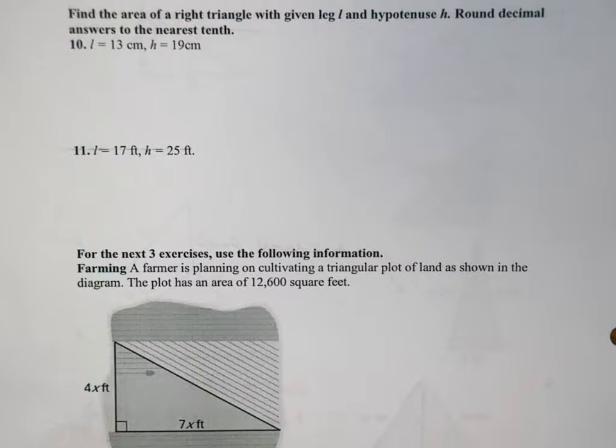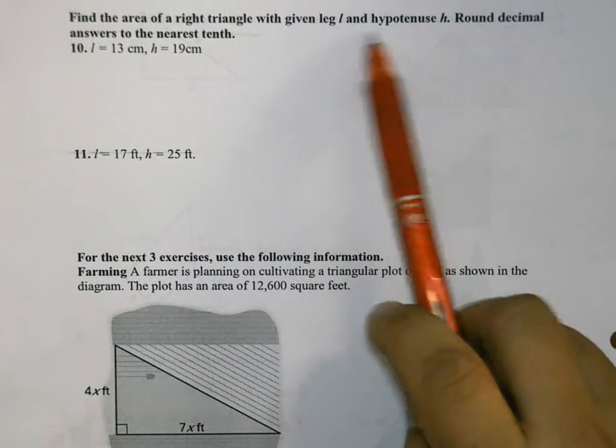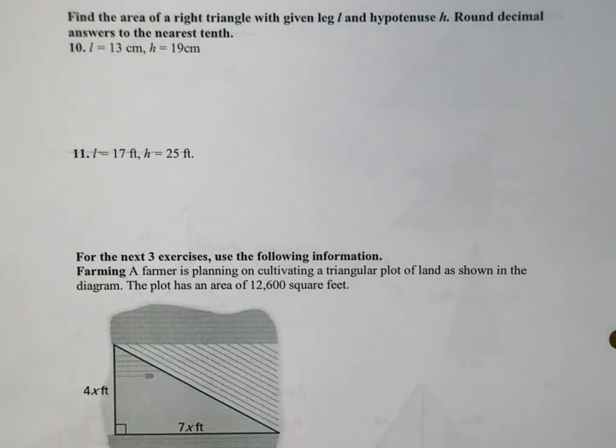Hello geometers, and in this video I am going to explain another problem that many people seem to get wrong, or they have a hard time finding the right answer. So let's look at what the problem description says. Find the area of a right triangle with a given leg L and a hypotenuse H. Round decimal answers to the nearest tenth.